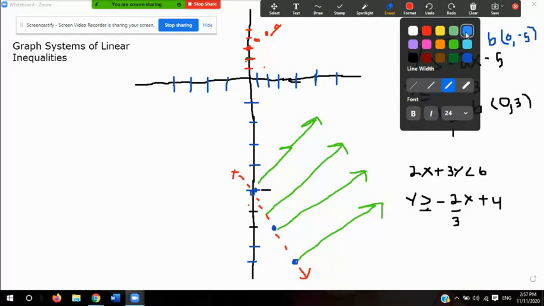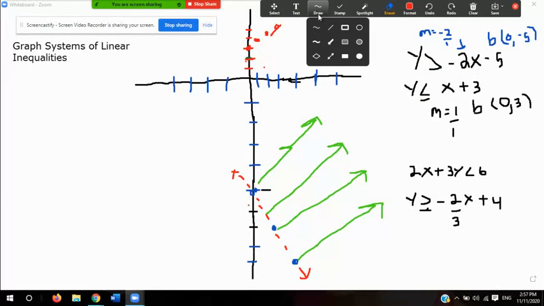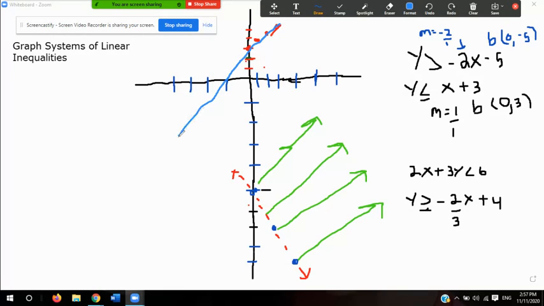I'm going to use a light blue, and that way that will illustrate my point a little bit better. So I know that this is the line for the equation y is less than or equal to x minus 3. And I am going to expand that graph infinitely, because remember that a line expands infinitely in both directions. The same is true for the equation here.